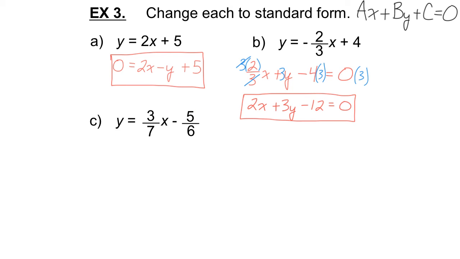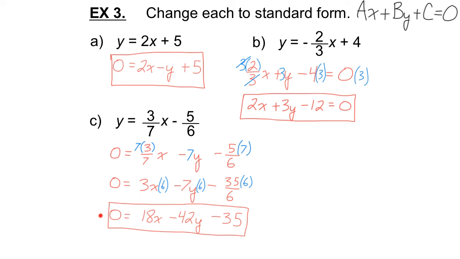Remember, you're trying to get it into standard form, so ax plus by plus c equals 0. A, b, and c must be whole numbers, and a must be positive. So pause the video, try it, and check back in here to see how you do.